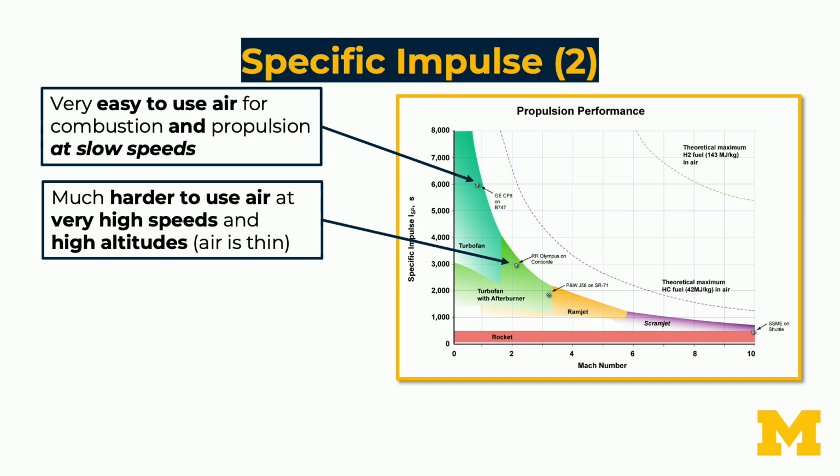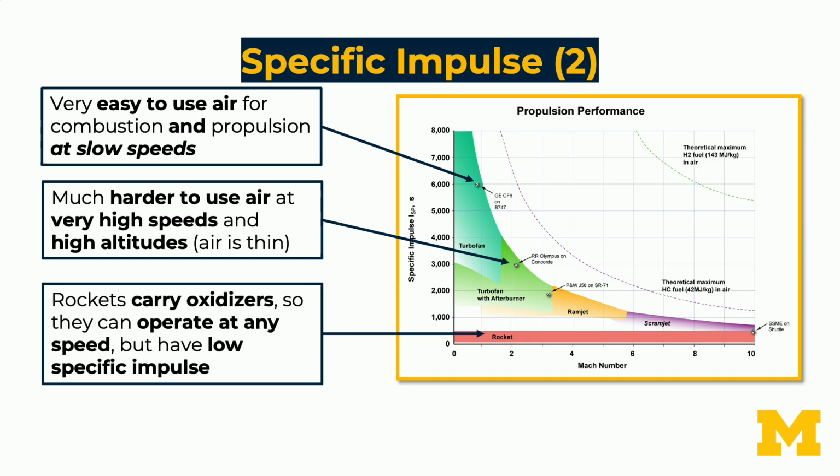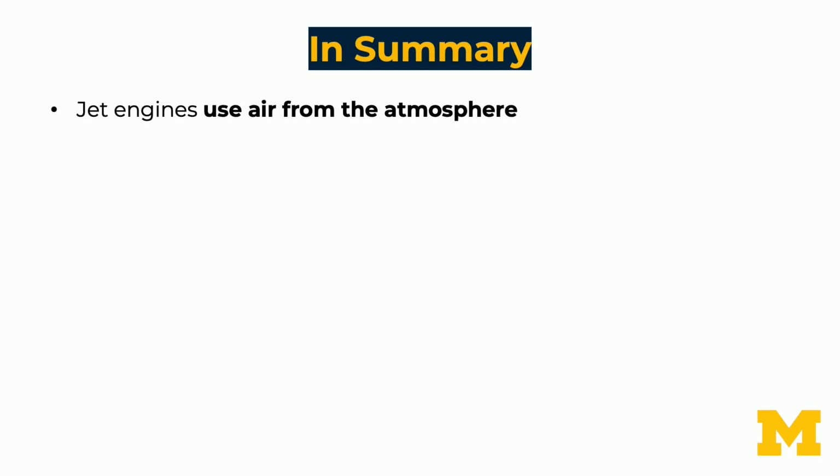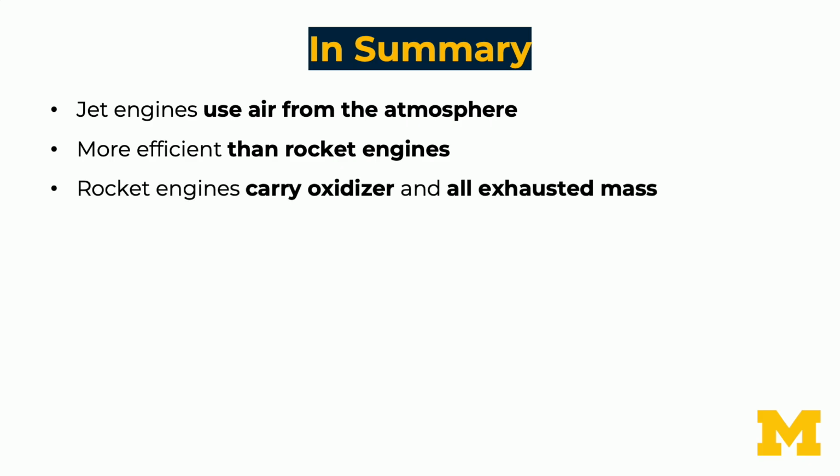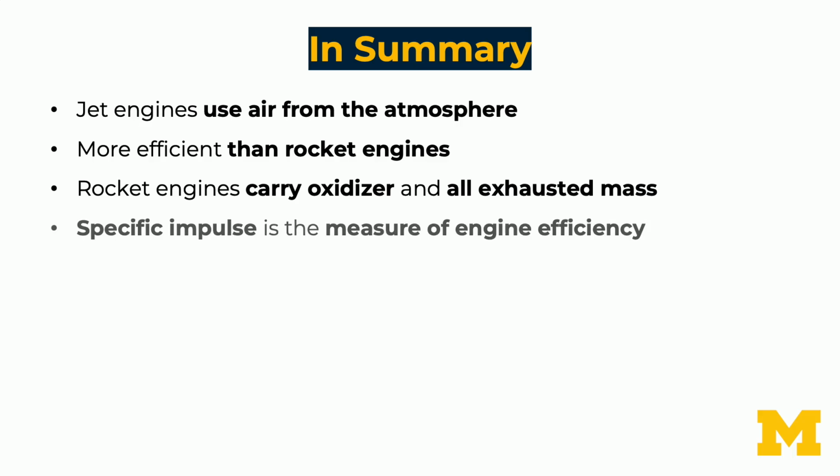A rocket engine, on the other hand, carries the oxidizer, so it can operate at any speed you want, but they have very low specific impulse. You can go as fast as you want with a rocket engine, but it is at a cost of being very, very low efficiency. So in summary, jet engines use air from the atmosphere. They're much more efficient than rocket engines, and rocket engines have to carry their oxidizer and all the exhausted mass.